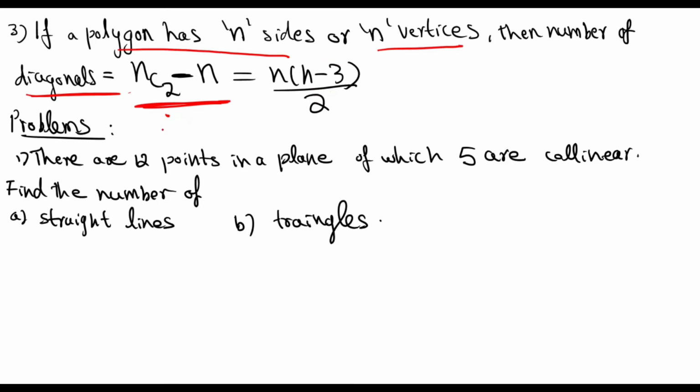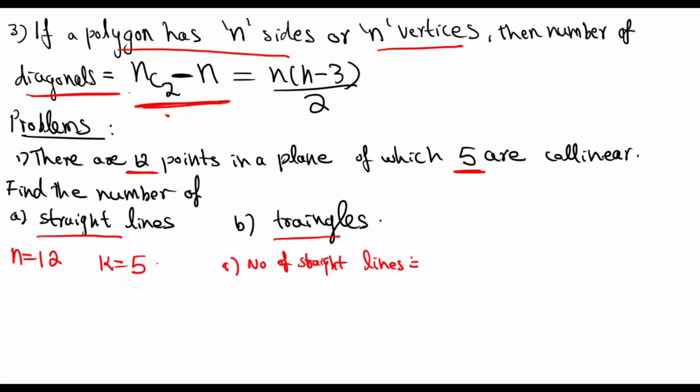Now let's solve some problems related to the above formulas. See the first question. There are 12 points in a plane, out of which 5 are collinear. Find the number of straight lines that can be formed as well as the number of triangles that can be formed. Here the n value is 12, and out of which 5 are collinear, that means the k value is equal to 5.